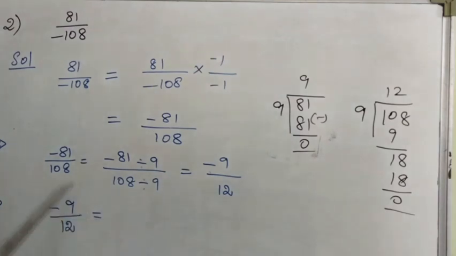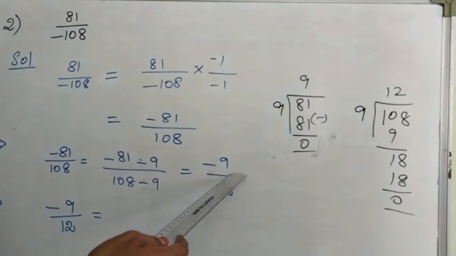See here, minus 81 divided by 108, we have to divide both the numerator and denominator by 9. Okay, because 81 and 108 have the common factor, it should be the same number to divide. 81 divided by 9 you get the answer 9. Here is the minus sign, so you have to write minus here. And 108 you have to divide by 9 and get the answer 12. Okay, and then next we have to simplify.